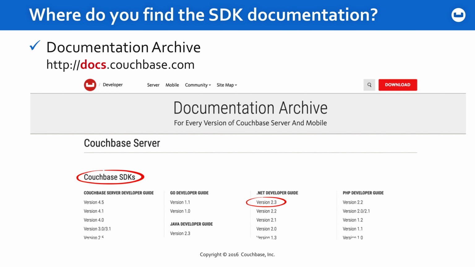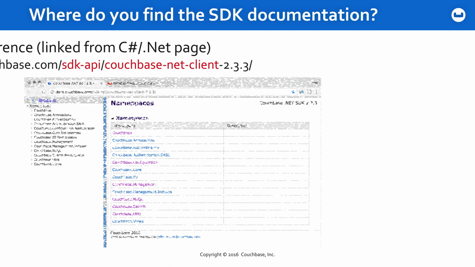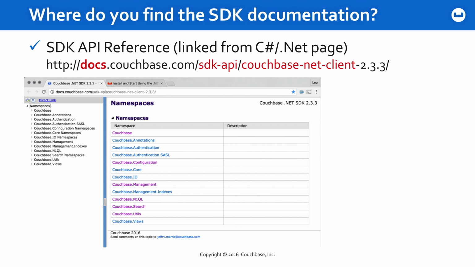So where will you find the documentation? Well, it's all online. If you go to docs.couchbase.com, you'll get to our documentation archive. And from there, you'll find the .NET Developer Guide for 2.3, and from there you can get the SDK reference itself for Couchbase Net Client 2.3.3. I'll make sure that you see these pages in a moment when we tour the lab a bit.